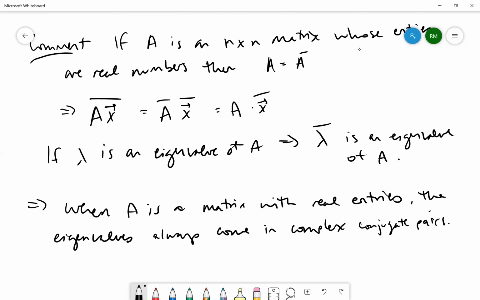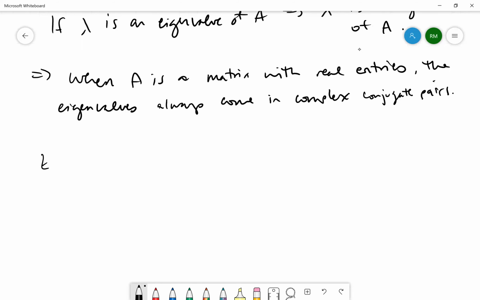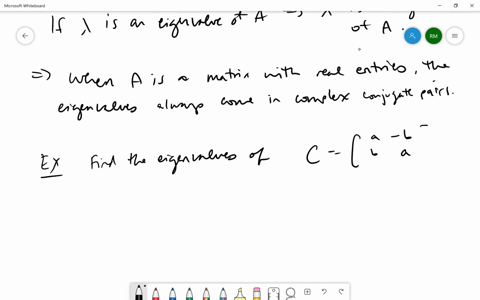So let's take a look at a very specific such matrix. So let's find the eigenvalues of the matrix C, which is A, negative B, B, A. So we take the determinant of A, negative B, B, A minus lambda, 0, 0, lambda.